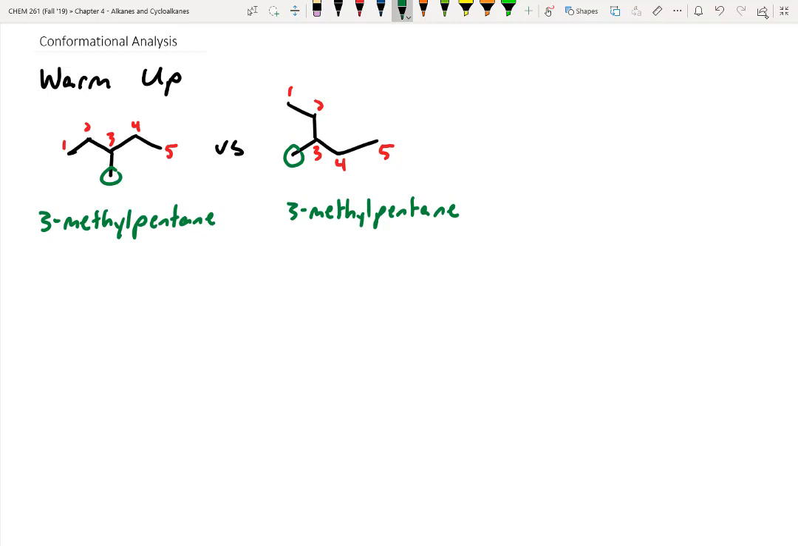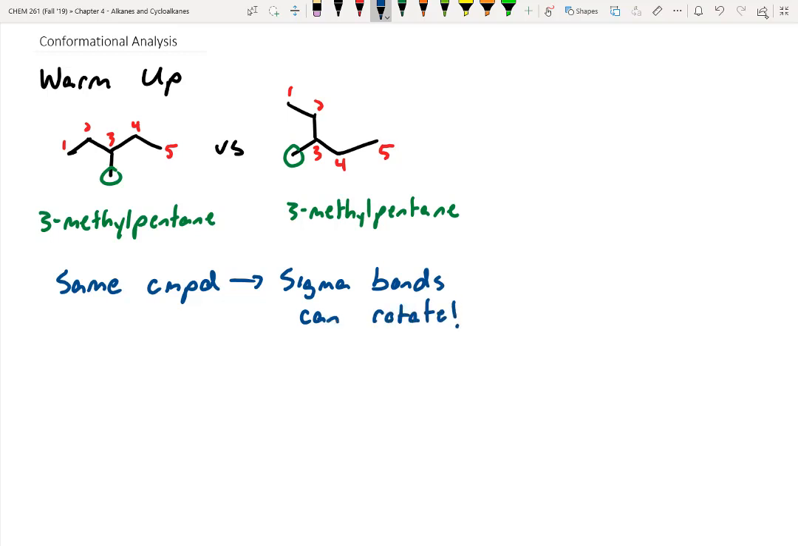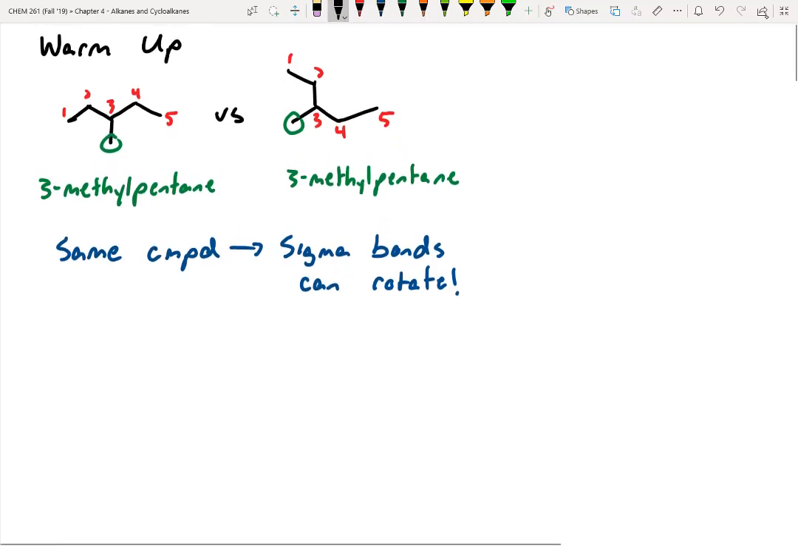All right, so let's make a note of that. And I abbreviate compound like this. So same compound, and we'll say sigma bonds can rotate. All right, so this is exactly what conformational analysis is: it's the study of bond rotation.